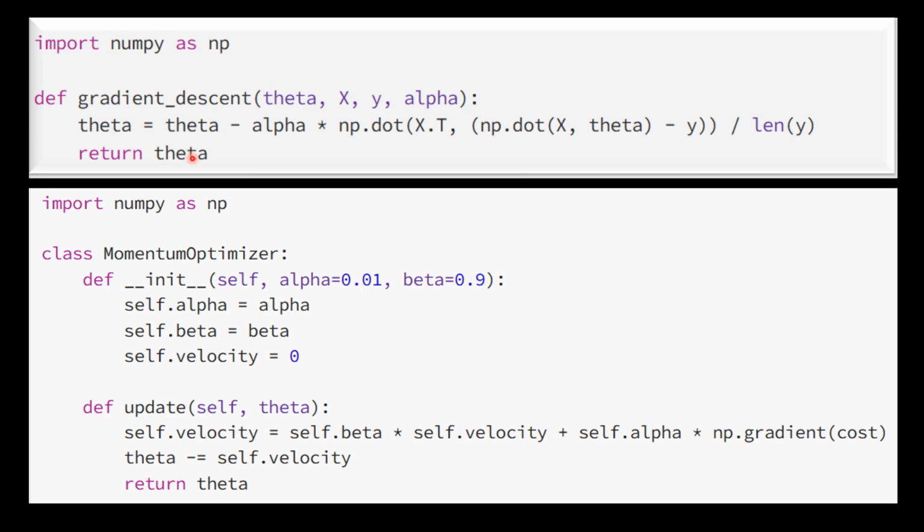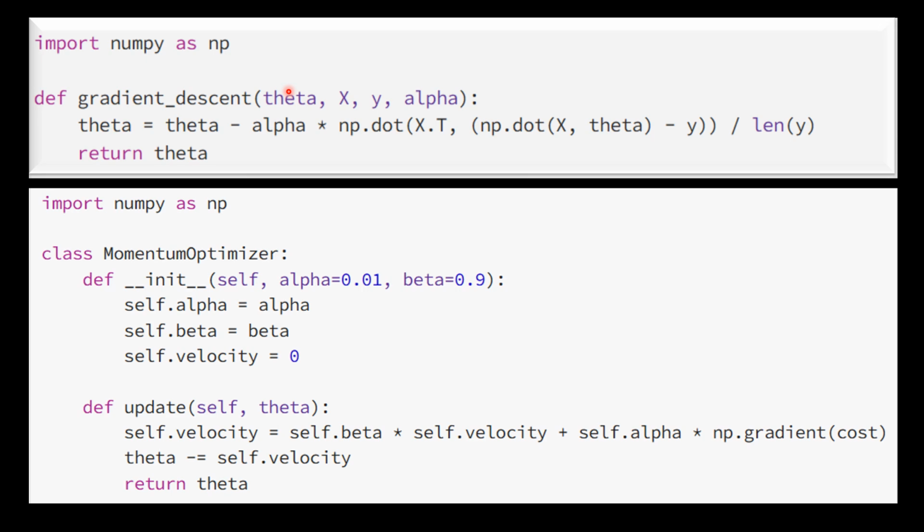Now this gradient descent is a simple optimization algorithm that iteratively updates the weights, that is theta, to minimize the loss. And here the learning rate, or alpha, determines the step size in the weight space. Now this code snippet defines a function called gradient descent in Python, which performs gradient descent optimization on a set of parameters, that is theta.